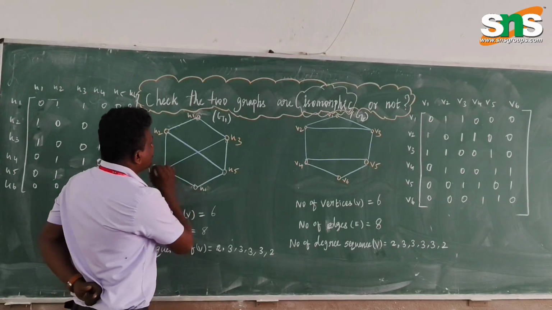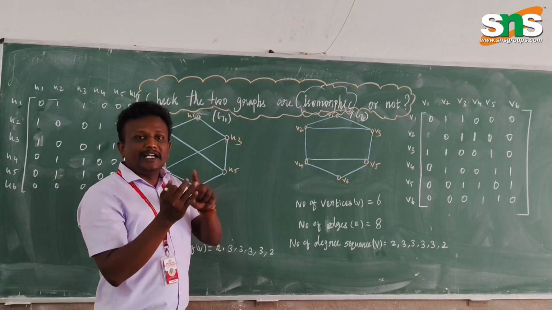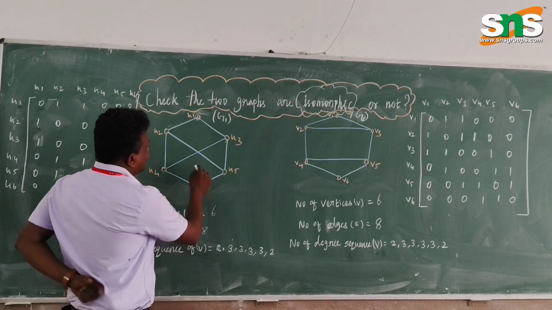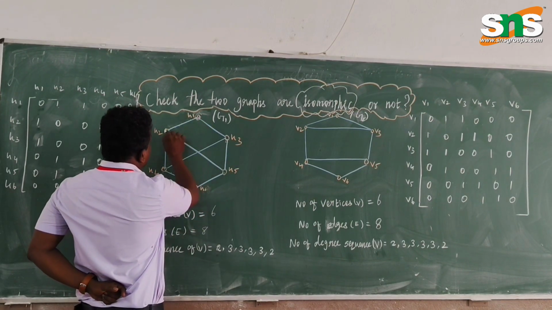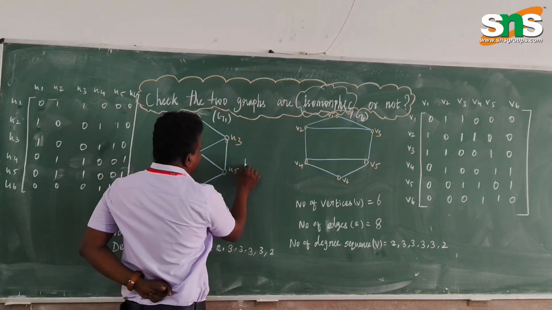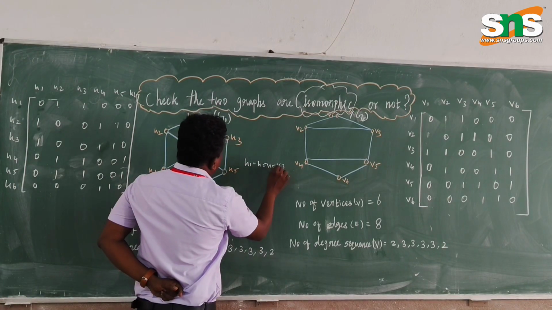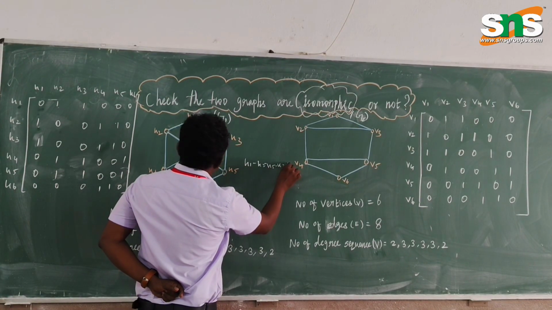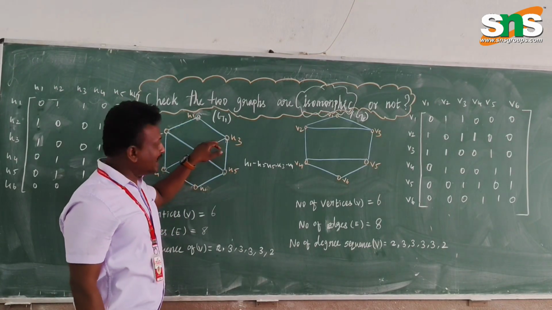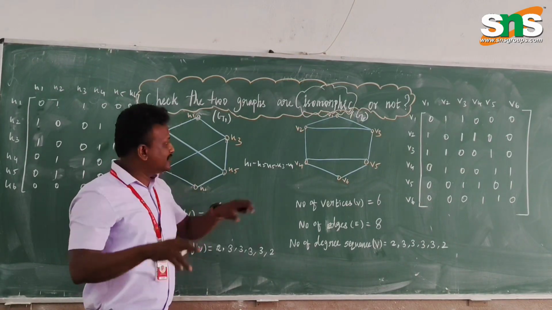The way is, first we need to check whether there is any cycle between a set of vertices. First, I am going to check in graph 1. There is a cycle U1, U2, U5 and U3, then again U1. So there is a cycle with 4 vertices. We have to find 2 cycles with different vertices. This is the first cycle.